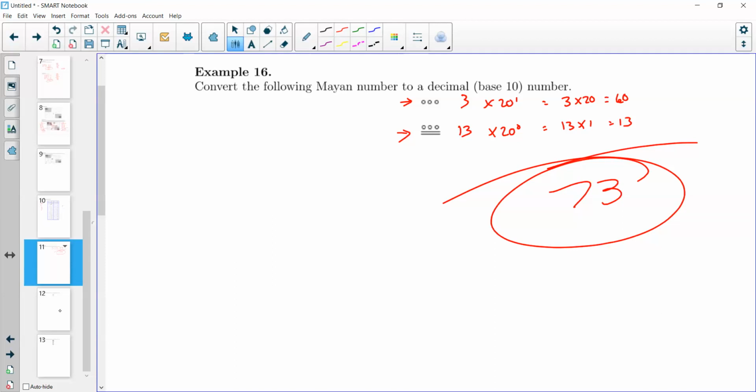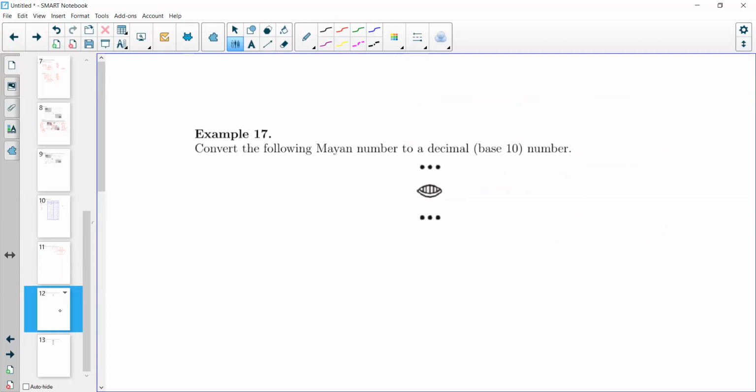So let's look at the next one. Hey, there's yet another way. So what's this? It looks like a football. It's, and then here, and there. That's times 20 to the 0, times 20 to the first, times 20 to the second. 3 times 1, 0 times 20, 3 times 400.